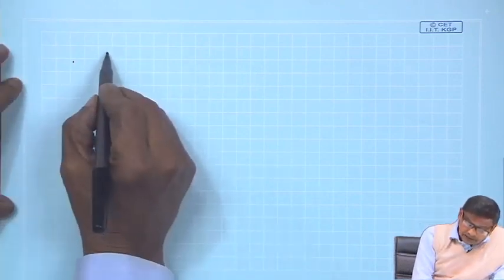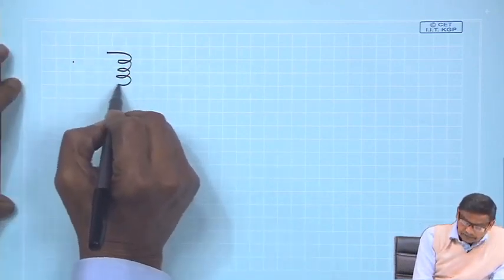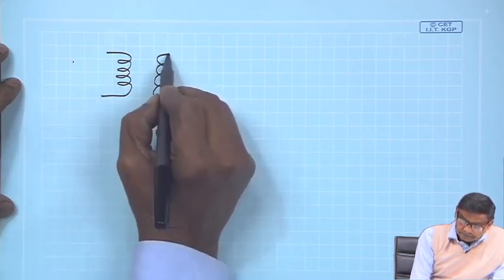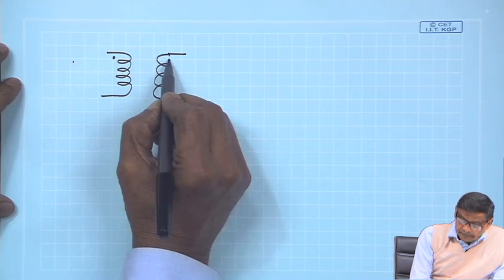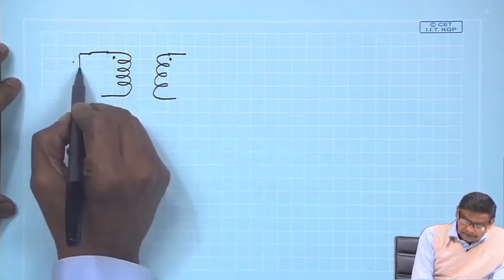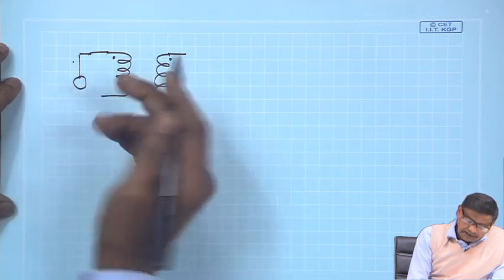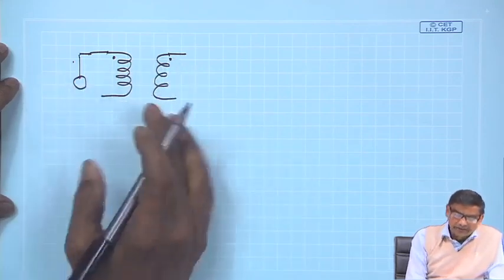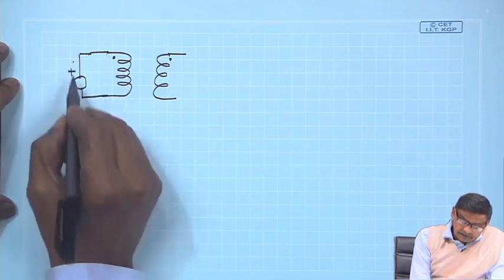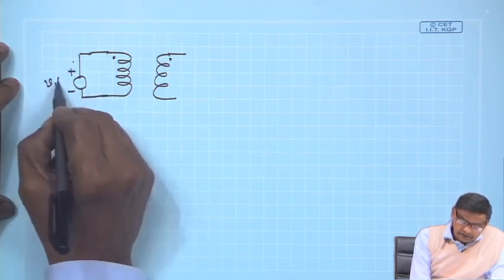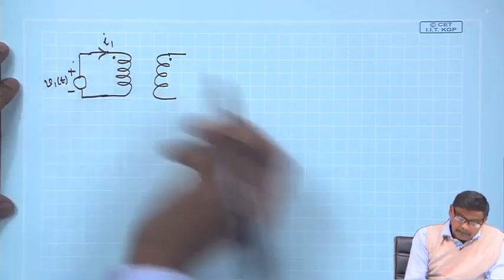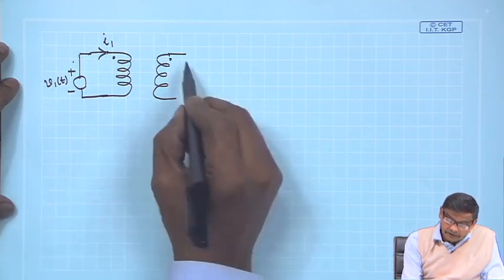So, we take in the same way these two coils, suppose these are the dots, and here I will connect one source, and let us assume these coils have negligible resistance, almost ideal coils. So, here you connect a source V 1 t, and the current absorbed by this coil is I 1.